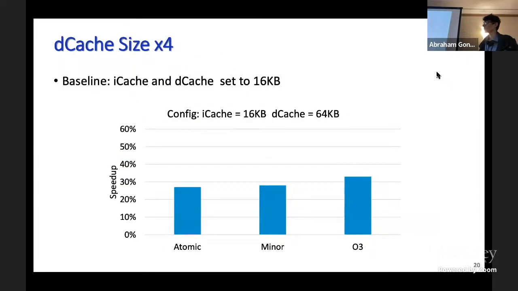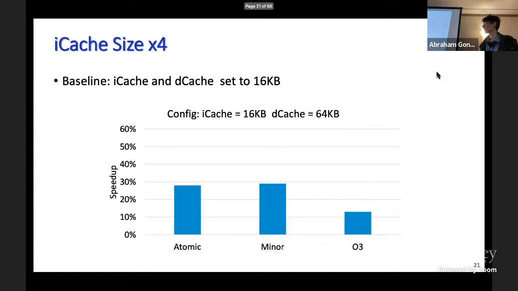So increasing the D cache size by a factor of 4 shows speedups across all the different CPU types, or a few different CPU types you can simulate in Gem 5. So in order of complexity from left to right, you can see that all 3, the atomic, minor, and O3 CPUs see over 20% speedups in simulation time when increasing the D cache size.